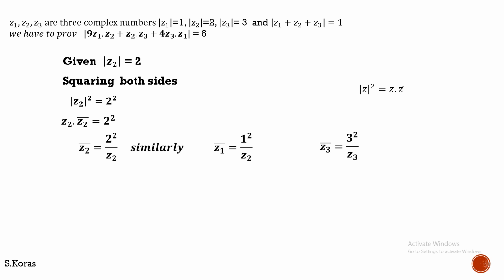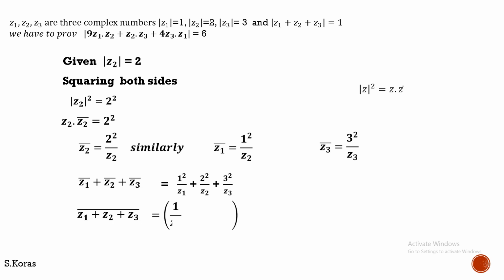Let us try to find z1 bar plus z2 bar plus z3 bar. So our answer will be 1 square by z1 plus 2 square by z2 plus 3 square by z3. As I told you already, we can write z1 bar plus z2 bar plus z3 bar as z1 plus z2 plus z3 the whole bar. So our answer will be 1 by z1 plus 4 by z2 plus 9 by z3. Now let us try to simplify the right hand side.